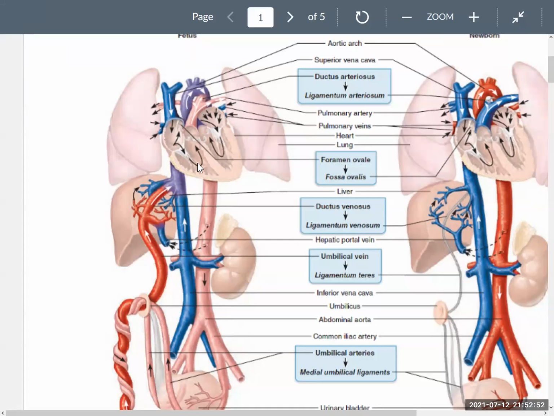Let's go to the first one up here. And remember, we went through the pulmonary trunk and bypassed to the aortic arch. At birth, the ductus arteriosus collapses. It's always present in scar tissue. We can see it on a real human heart or on the models even. The ductus arteriosus becomes the ligamentum arteriosum.